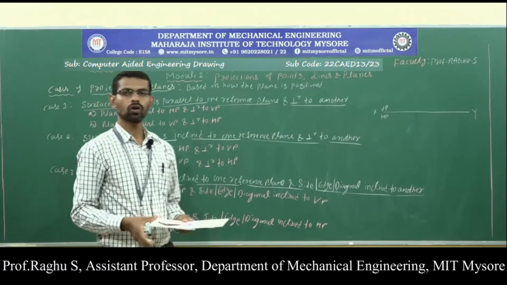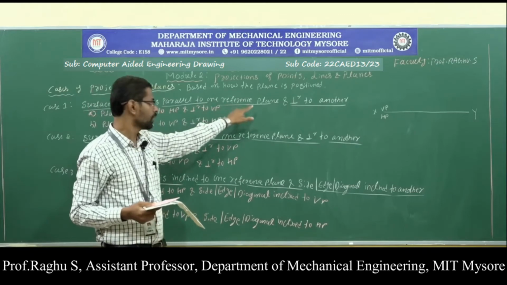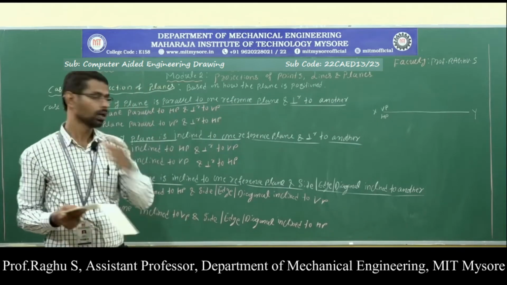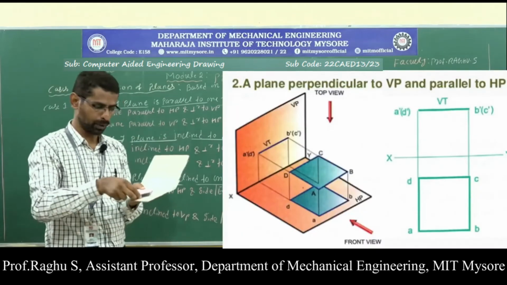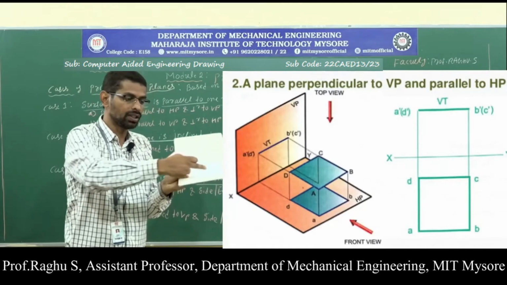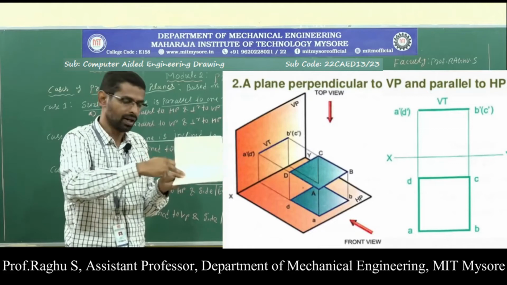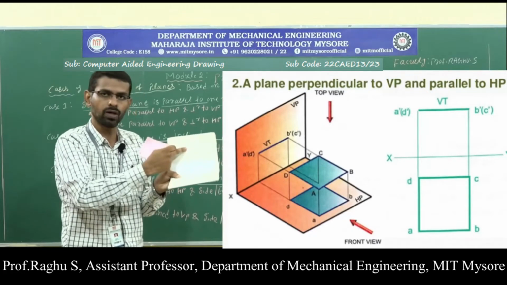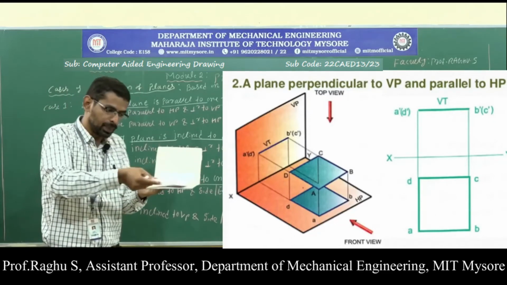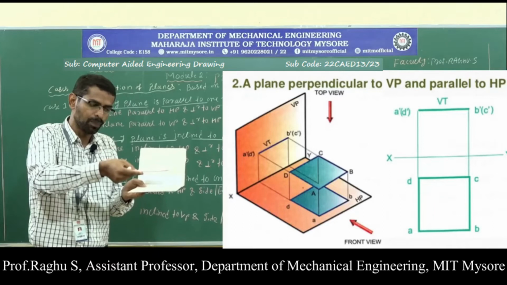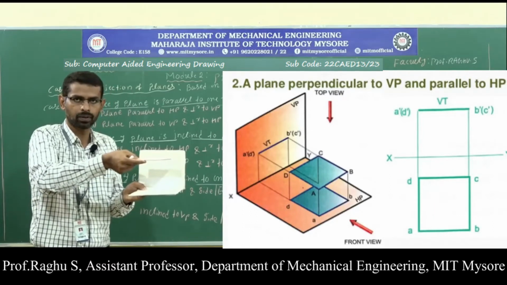Next, coming to different cases of planes. First one, the surface of the plane is parallel to one reference plane and perpendicular to another. Here the first one: plane parallel to HP and perpendicular to VP. This is the horizontal plane, this is the first quadrant, and this is the vertical plane. Horizontal plane HP and vertical plane VP. Now the first position: surface plane parallel to HP and perpendicular to VP. This is the first position.